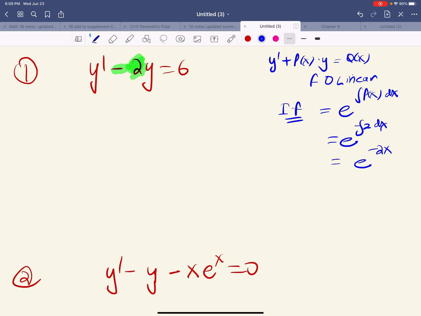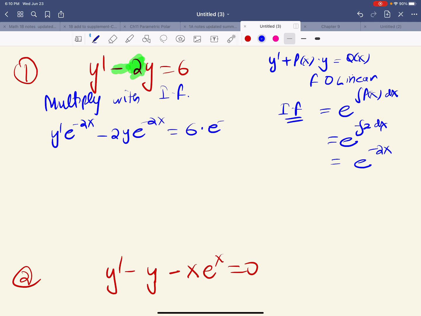Now we're going to go ahead and multiply everything on both sides with the integrating factor. So y prime e raised to the power negative 2x minus 2y e raised to the power negative 2x equals 6 times e raised to the power negative 2x. Now if you look carefully, the left hand side is the derivative of y and the integrating factor, and the right side is 6 times e raised to the power negative 2x.